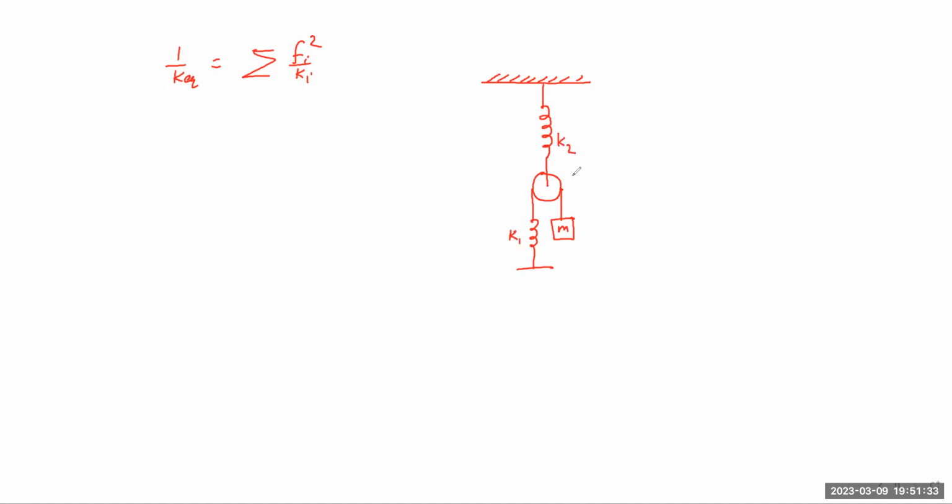Okay, so this is a massless pulley. Tell me what is the time period of this oscillation? The time period is 2π√(m/k). So what is 1/k equivalent here? Any guess? Or how to start with?